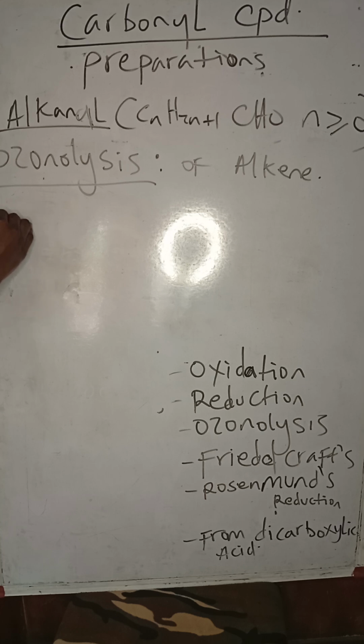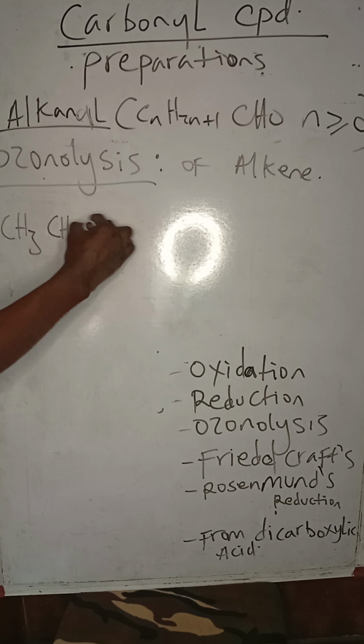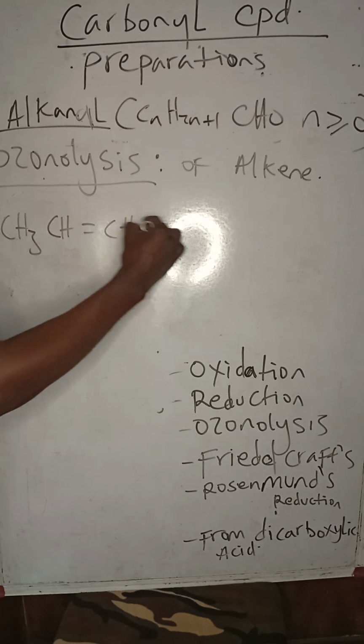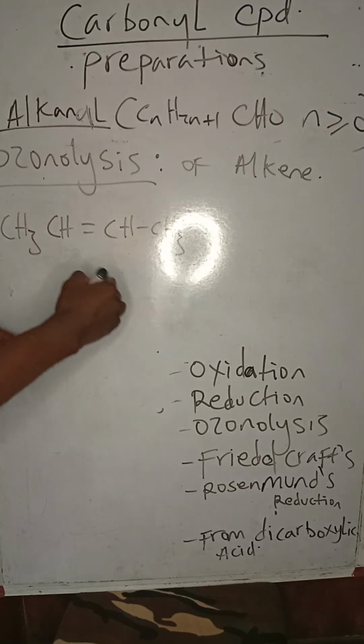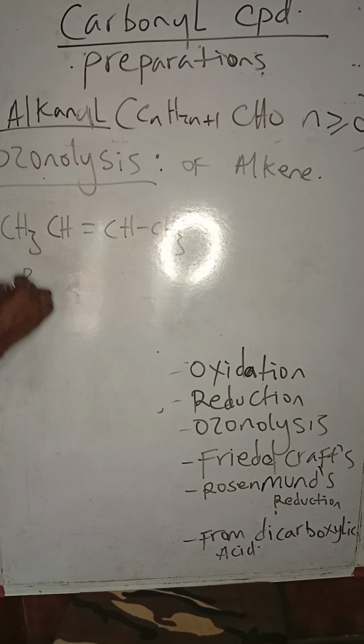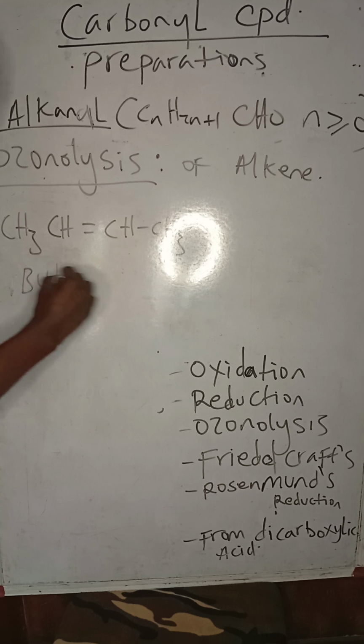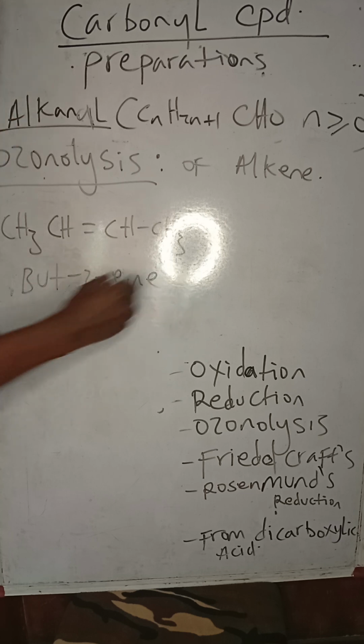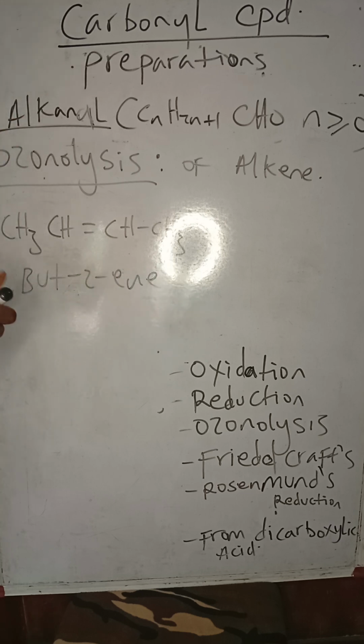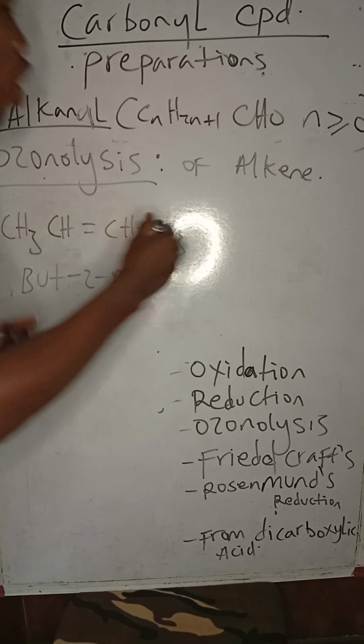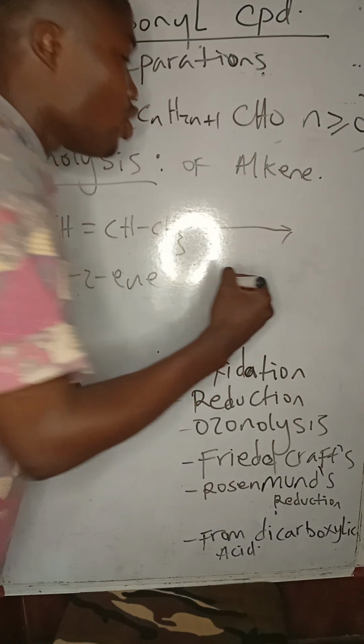Please take note of this. Let's say we have an alkene, CH3, CH double bond, CH3. Now this alkene is called butene: 1, 2, 3, 4. That's butene, but the double bond is at carbon 2, so we'll call it but-2-ene. Let's assume we have an alkene called but-2-ene, on ozonolysis with reductive workup.